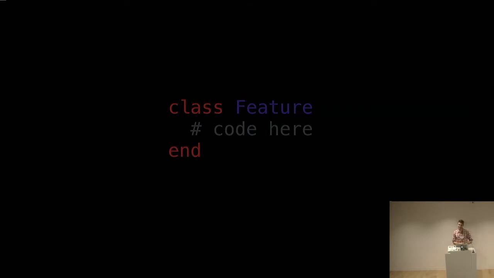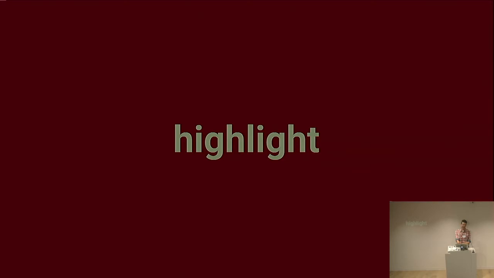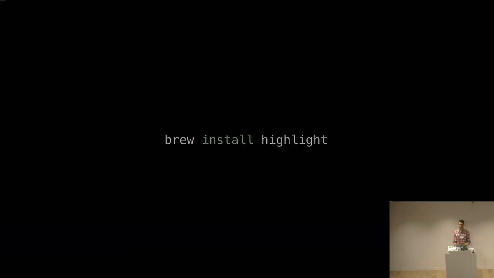Luckily, there is a simpler way, and there is a tool called Highlight. Highlight is an open source tool, and what it does is convert source code to different formats like HTML, SVG, you name it, there are lots of them. The simplest way to get it on your Mac is through Homebrew. Just call brew install highlight, and once it's installed, you have your highlight command.